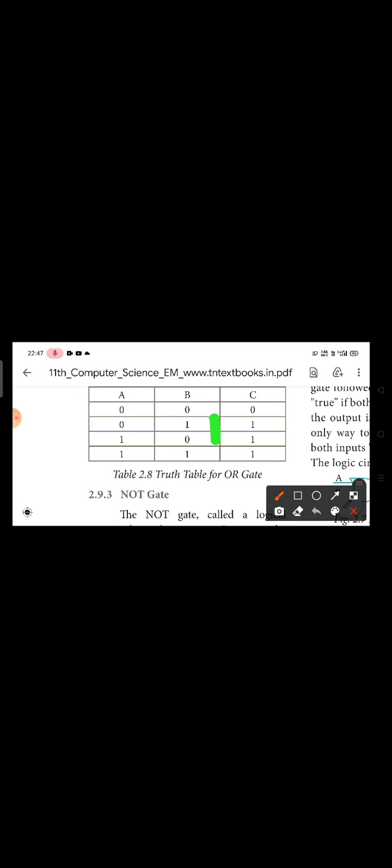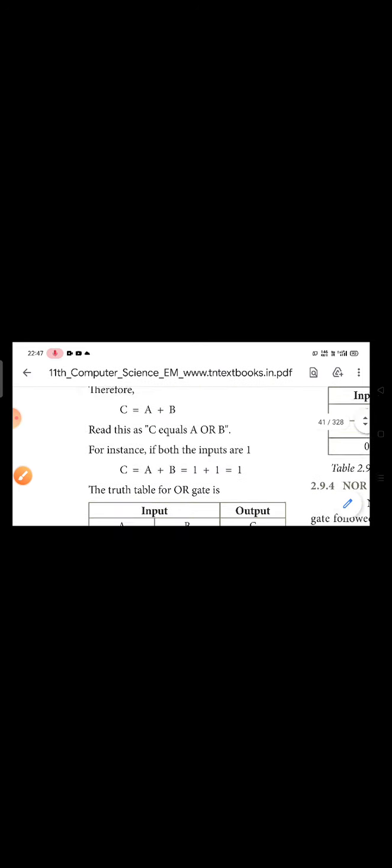Same table, and you must write all the points. C equal to A plus B. If both inputs are 1, then C equal to A plus B: instead of A you write 1, instead of B you write the B value. So 1 plus 1, the output is 1.